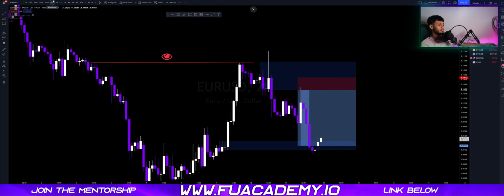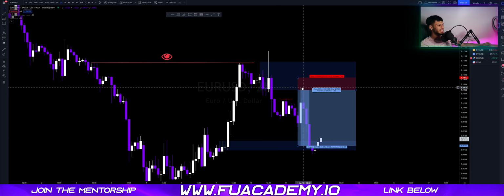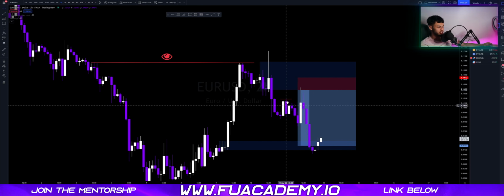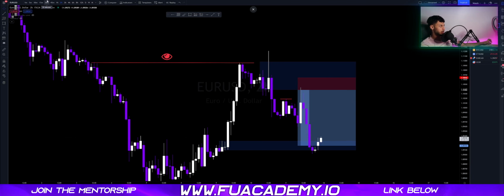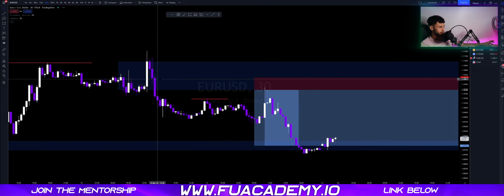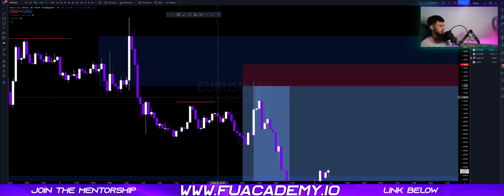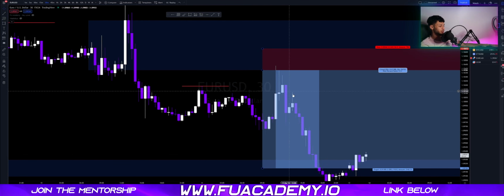Or you could also look for lower time frame entries instead. Okay, meaning that you won't be taking a risk entry, where you basically execute the moment it reaches your higher time frame point of interest. You can wait for lower time frame confirmation. Okay, so in this scenario right here, the lower time frame confirmation would have been this move right here.